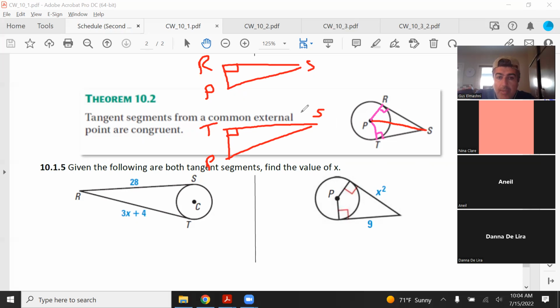Okay, well, PT and PR are both radii. They share PS, both right triangles, so they're congruent by the hypotenuse-leg theorem. So then, of course, these would be the same. So hopefully that makes sense that SR and ST would be the same. So these are going to equal each other right here, because you're told they're both tangent segments, and they're external. They come from an external point that's outside.